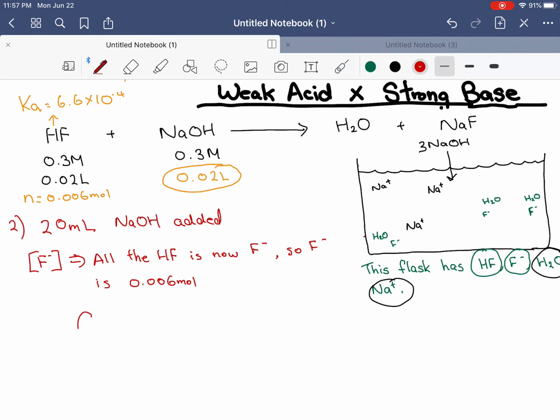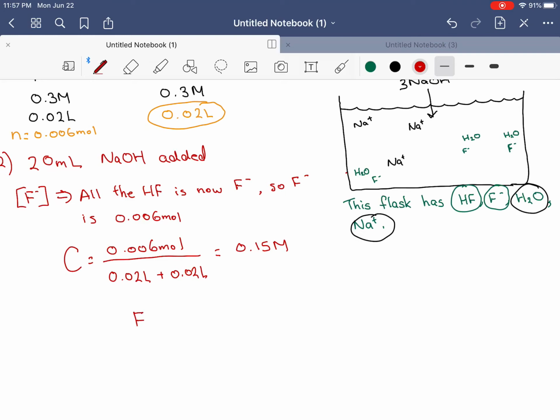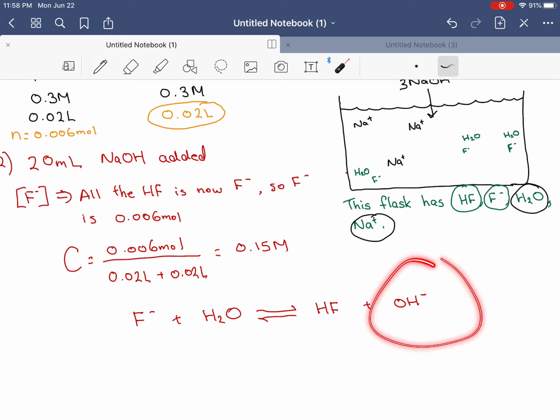So let's take a look at the new concentration now. The concentration will be 0.006 mole over volume. The volume will be the total volume, so that will be 0.02 liters, the original volume of the acid, plus 0.02 liters, which is the added volume of the base. My speedy math tells me this is going to be 0.15 molar. So that's the concentration of F minus. Now, why is that important? Remember what we said? F minus can react with H2O, unlike Cl minus. This creates HF. So I can make HF back, plus OH minus. And this is that basic entity.